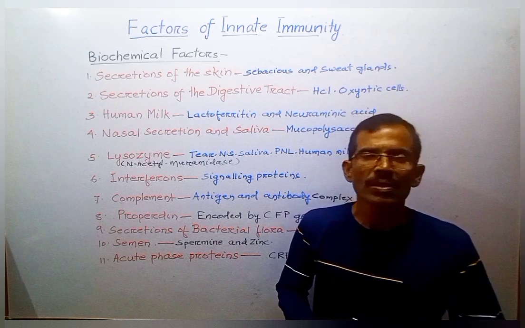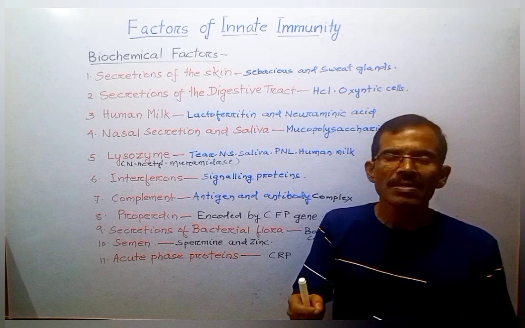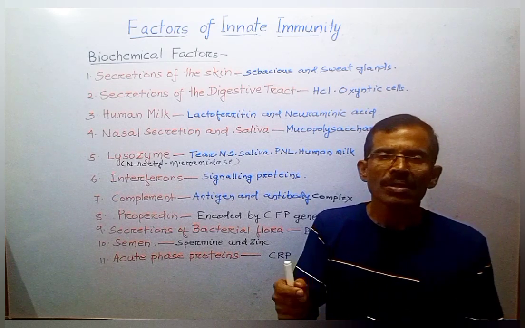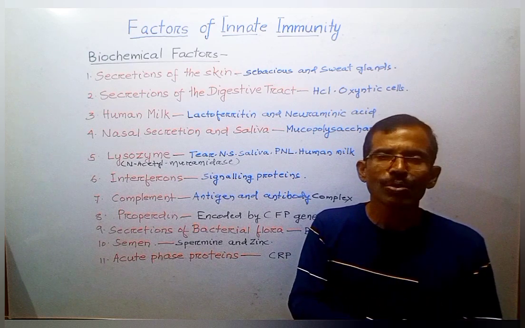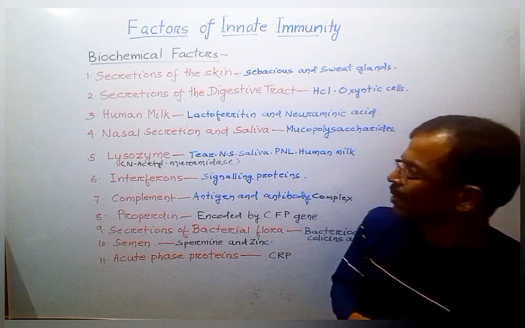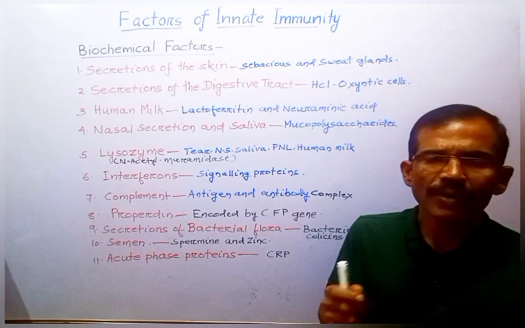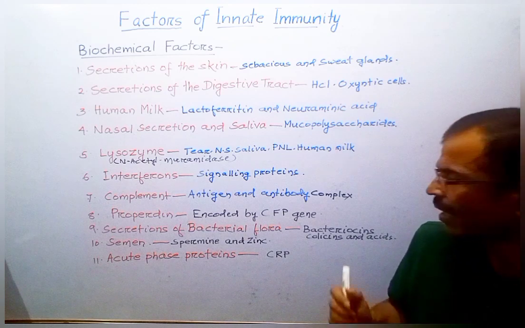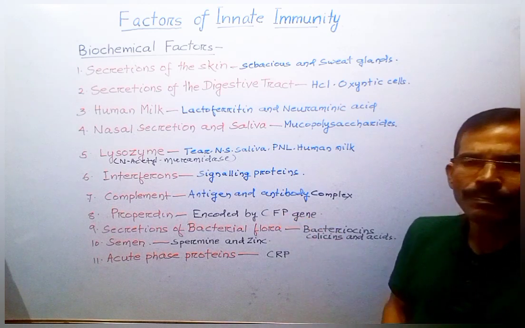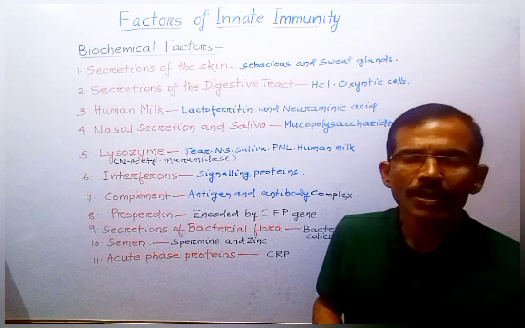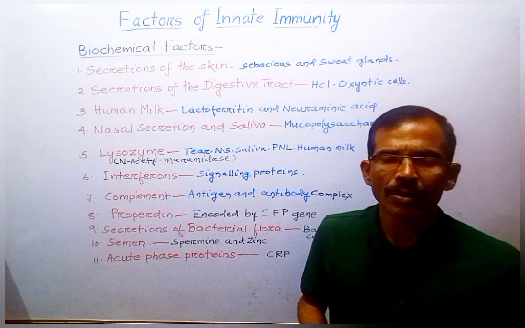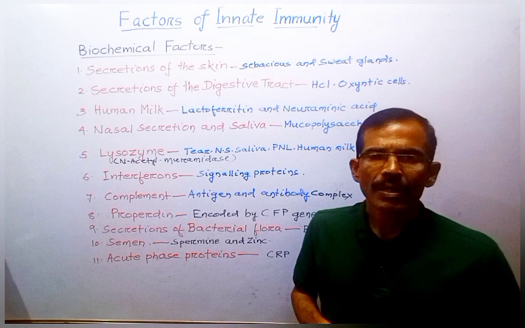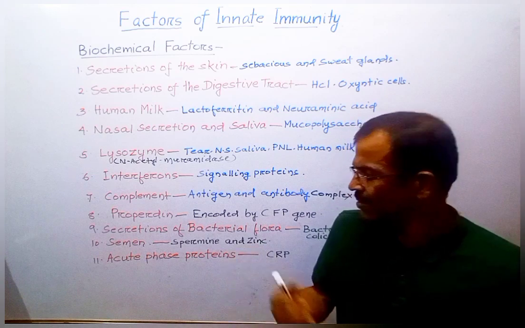The main function of the complement system is the opsonization of microorganisms and formation of the membrane attack complex, which causes lysis of the pathogens. Next factor is properdin. It is a plasma glycoprotein encoded by the CFP gene. Properdin, along with complement and magnesium ion, causes the lysis of gram-negative bacteria. It also inactivates certain viruses.